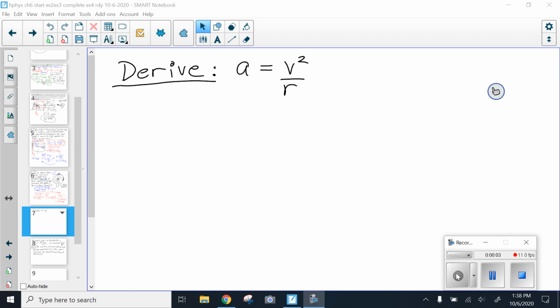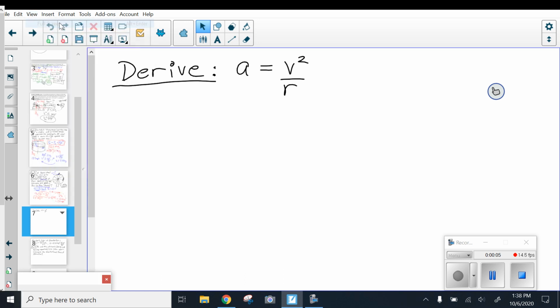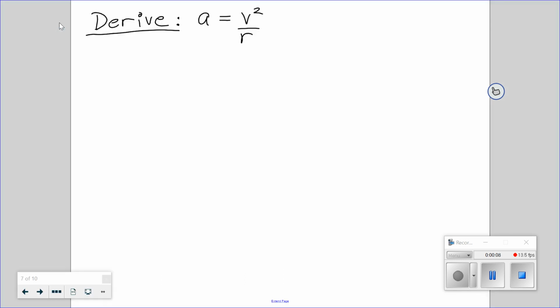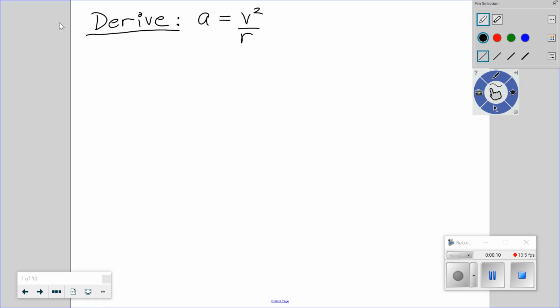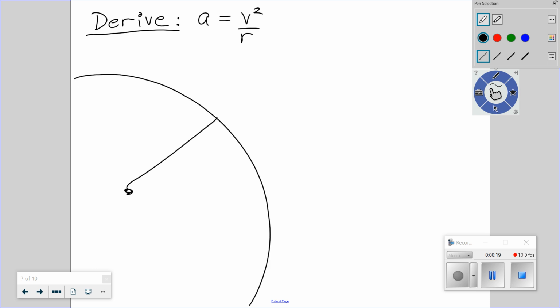Okay, so we're deriving our centripetal acceleration. Please try to draw it yourself. The better you can draw, the better it works. So we're going to draw a circle, has radius r.